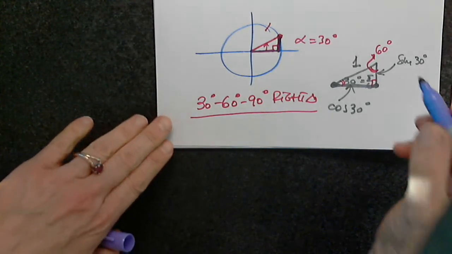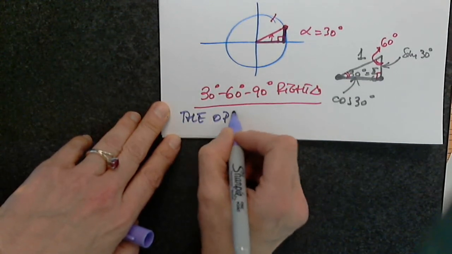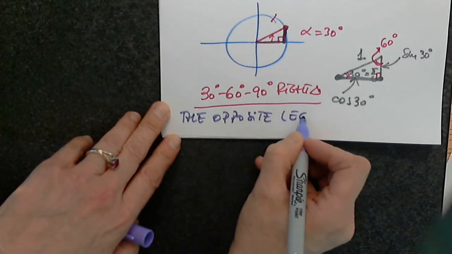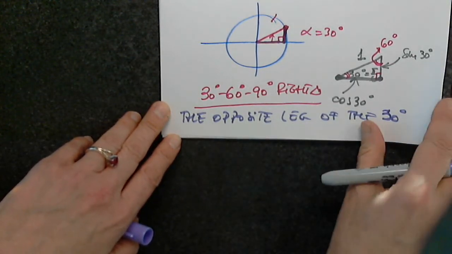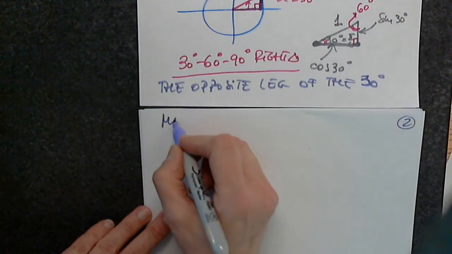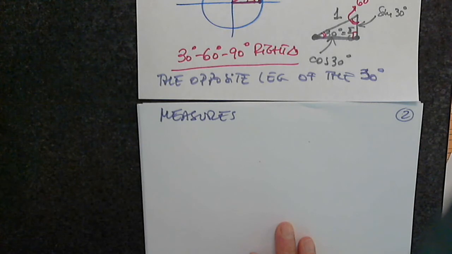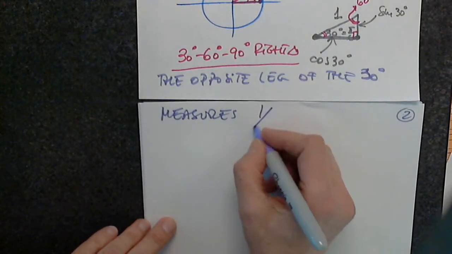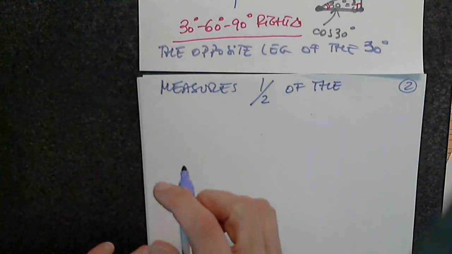That's true. So here it is. Here is what happens here. The opposite leg of the 30-degree angle always measures, but this is only in the 30, 60, 90. If it's 31, 59, 90, no. It has to be 30, 60, 90. Okay? It measures half of the hypotenuse.